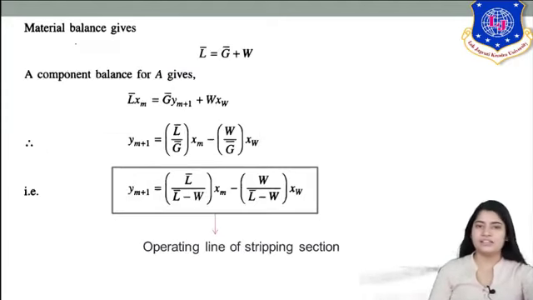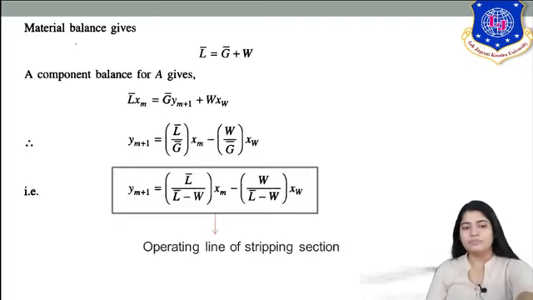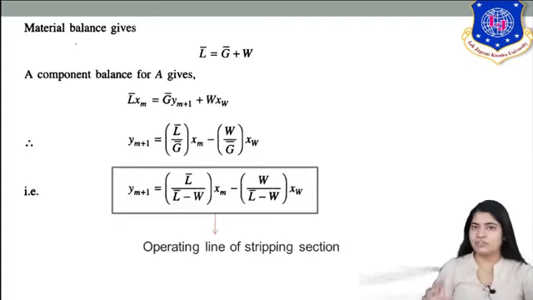Hence your material balance is what? L bar equal to G bar plus W. One overall material balance, one is the equation which you have to remember. Very easy it is for stripping section because it deals with the high boiling components, right? So of course it would be liquid. So liquid is entering in the reboiler and your vapor and residue are taken up.